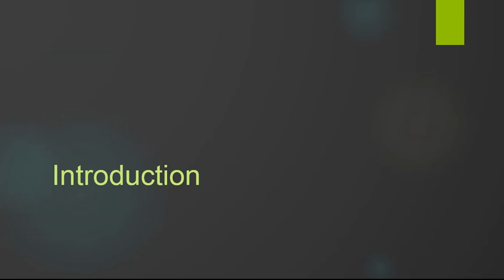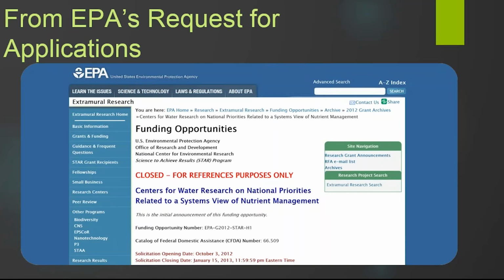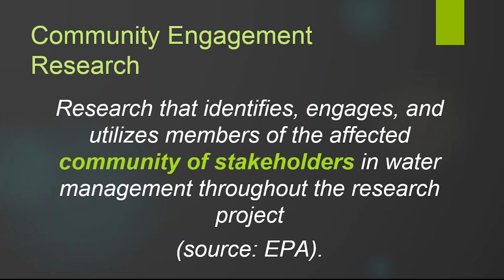Beginning with the introduction, the EPA's request for application for their Centers for Water Research on National Priorities related to a systems view of nutrient management in 2012 that we applied to and were awarded in 2013 really emphasized community engagement and stakeholder involvement. They requested specifically research that identifies, engages, and utilizes members of the affected community of stakeholders in water management throughout the research project.